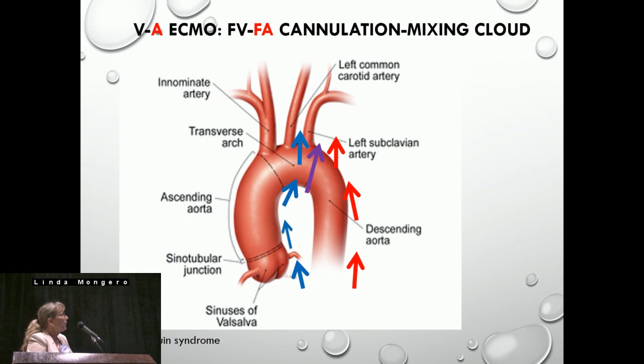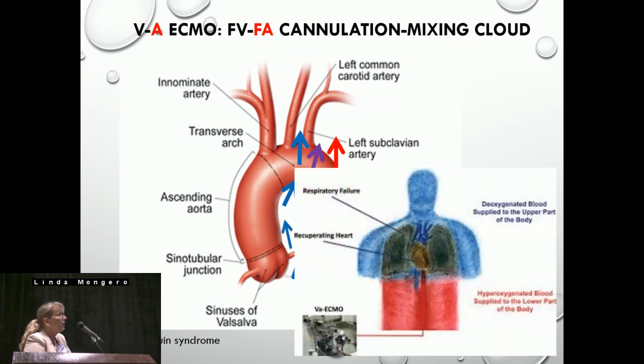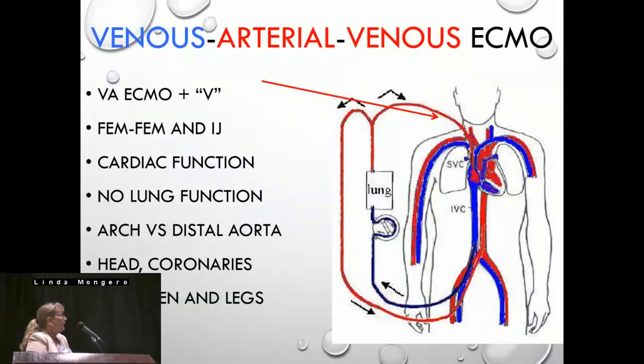Also, VA ECMO with, it's also called a mixing cloud. It's the same depiction here. Deoxygenated blood getting this way and the oxygenated blood unable to get to the head. It's also known as Harlequin syndrome. You can Google that and read about it, but people are getting very familiar with this now. At one time it was hard to diagnose. We didn't actually understand what was happening, and I'm sure that plenty of patients did not do well because we weren't really sure of how to handle this.